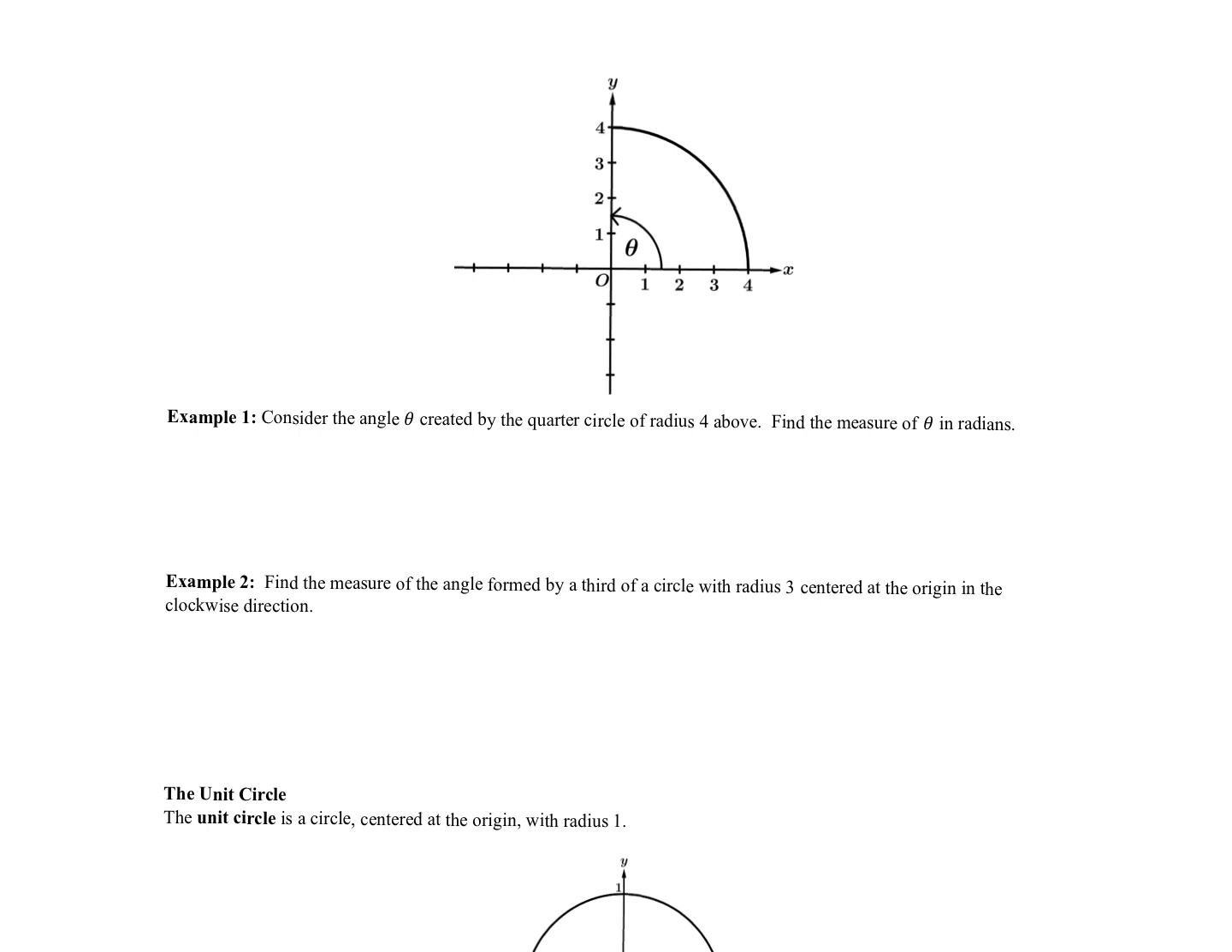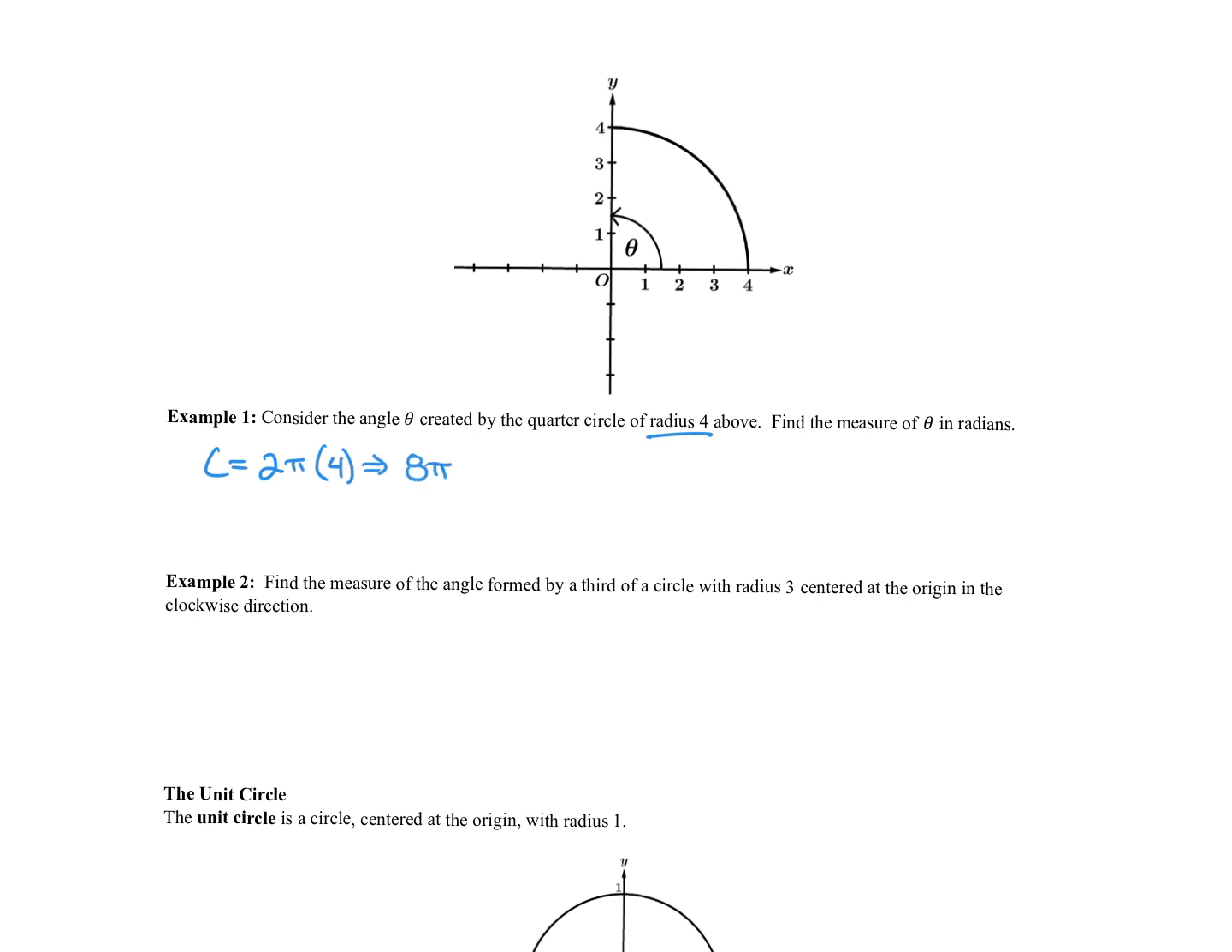Consider the angle theta created by the quarter circle of the radius 4 above. Find the measure of theta in radians. So here we go. We're going to find our entire circumference of what this circle could be before. How do we find circumference again? 2 pi r. So we'd have 2 pi times my radius, in this case, a radius of 4.